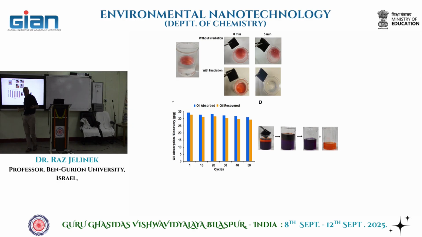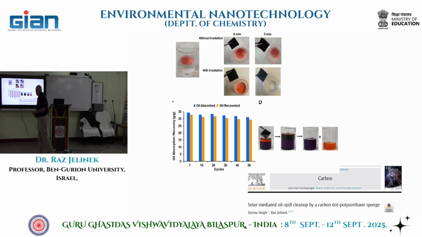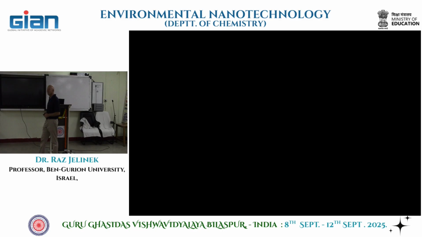We can do it 50 times, which is very important for practical application. Because if we sell this sponge to somebody that wants to clean oil, it's not that he can use it only one time. He can use it 50 times, 100 times. It's very good for practical application. That's it.